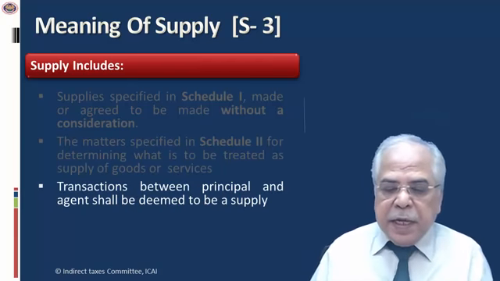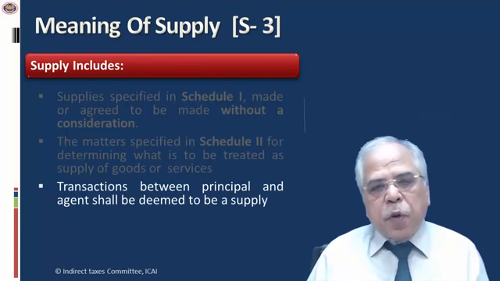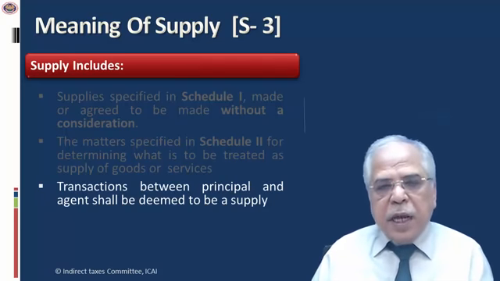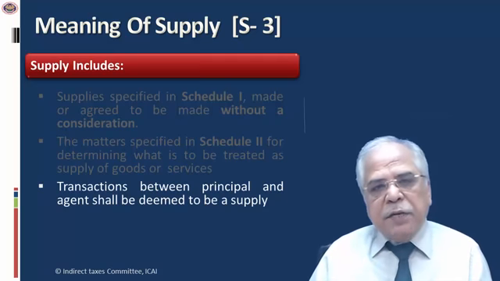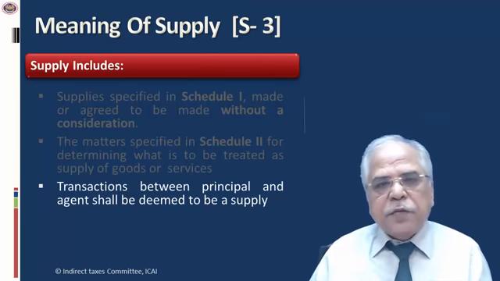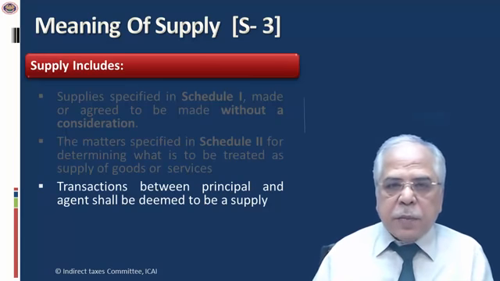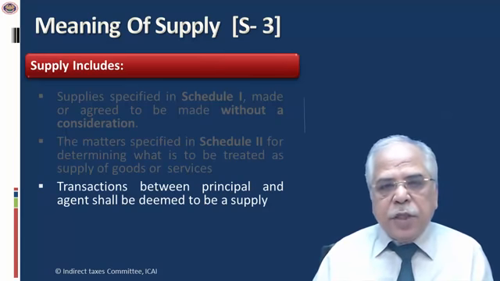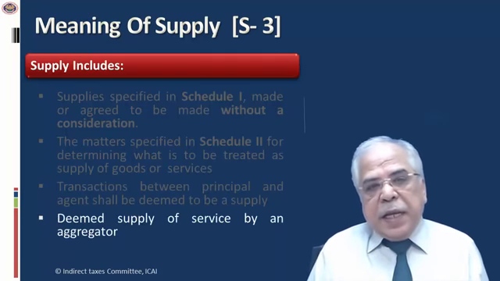Transaction between principal and agent shall be deemed to be a supply. They are saying, for example, if I am appointing an agent to sell my goods and he is selling the goods, he is getting a commission from me. So, the commission activity, or the activity which has been performed by the agent on my behalf, that is for selling, and he is charging a commission, shall also be considered to be a supply made by the agent to the principal. Deemed supply of service by an aggregator.